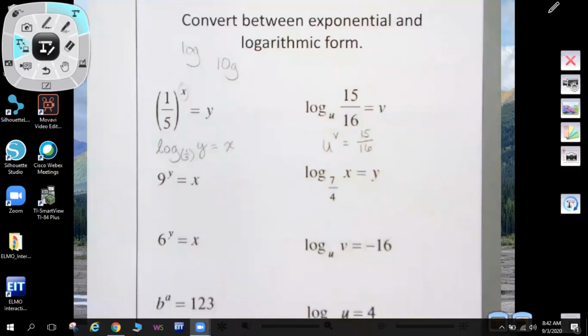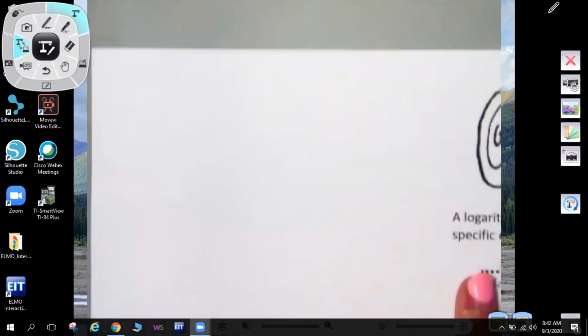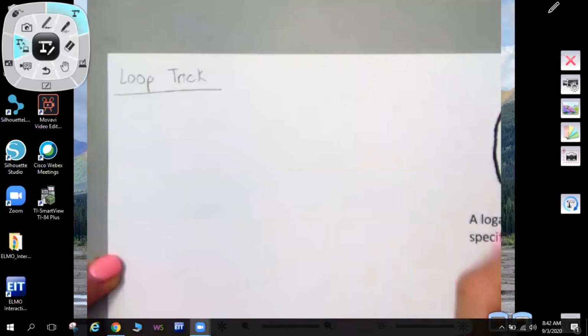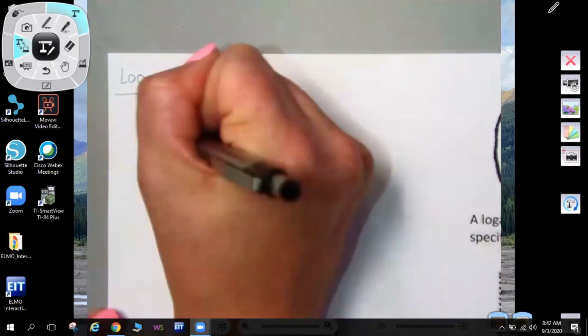Okay, before we move on, I'm going to show you guys a trick to help you remember what goes where when you're doing this. So if you'll find just a blank part of your notes page, I'm going to show you what's called the loop trick. So the loop trick is something that's going to help you convert from logarithmic form to exponential form or vice versa. So let's say we have a logarithm, log base b of a equals x.